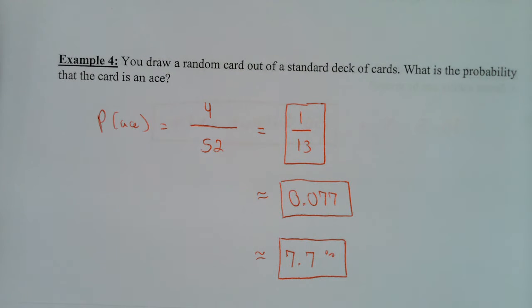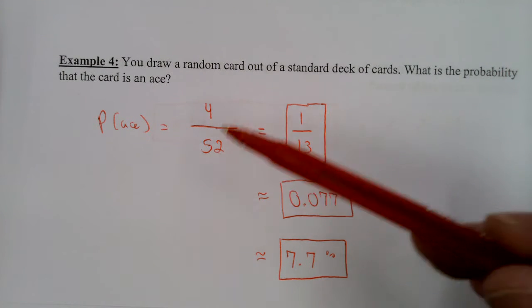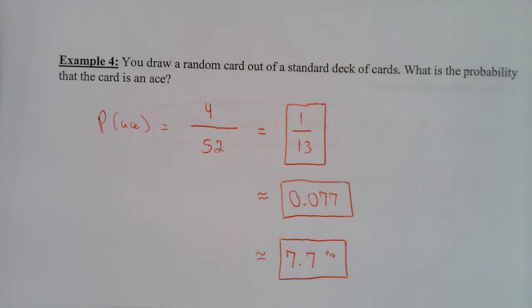Again, refer to the document I posted about cards in case you don't know how many cards there are in a deck of cards or how many aces there are. There's 52 total cards in a deck of cards, and 4 of them are aces.